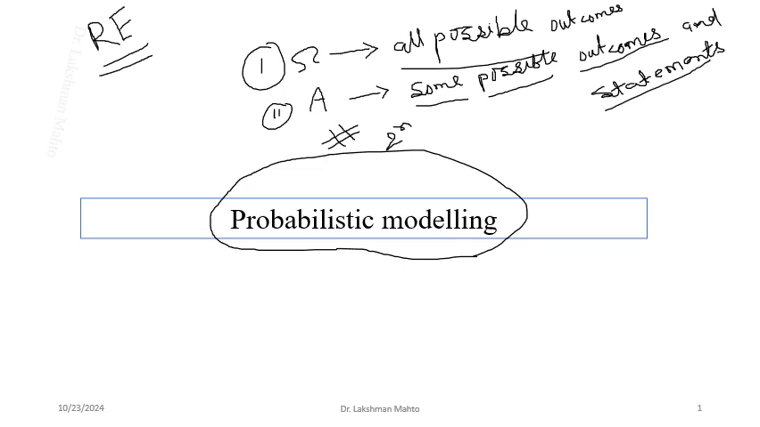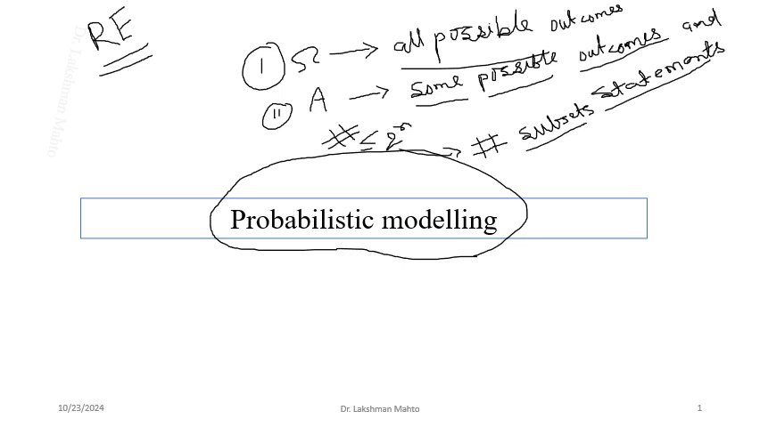It must be less than or equal to 2 to the power n. 2 to the power n is the number of subsets. But here we are not interested in all possible subsets of the sample space. We are just interested in a specific kind of subset which is constructed by a given statement. Okay, so these two things we had discussed in the last class.